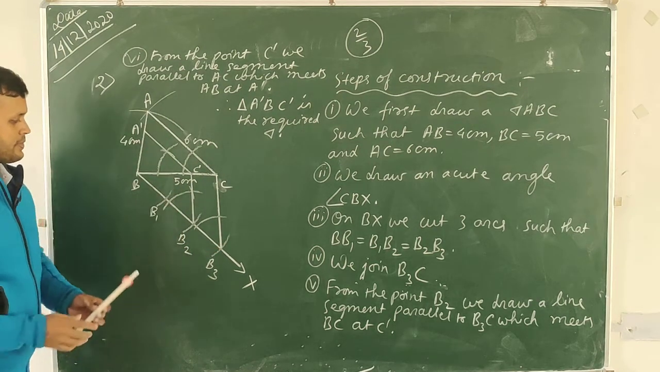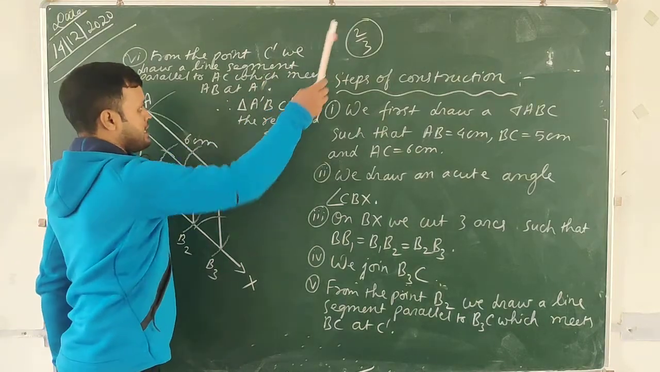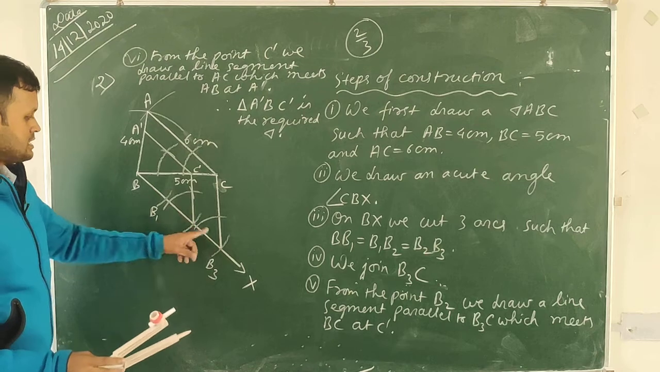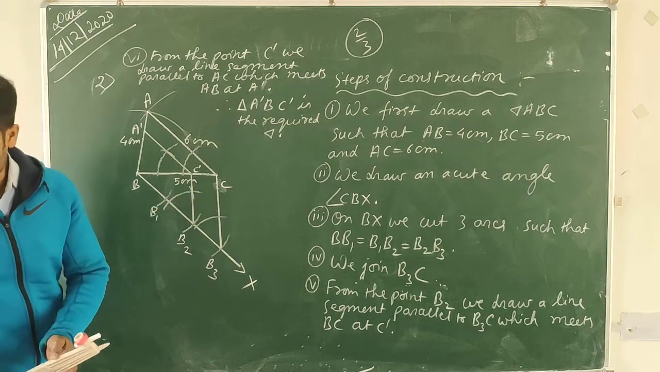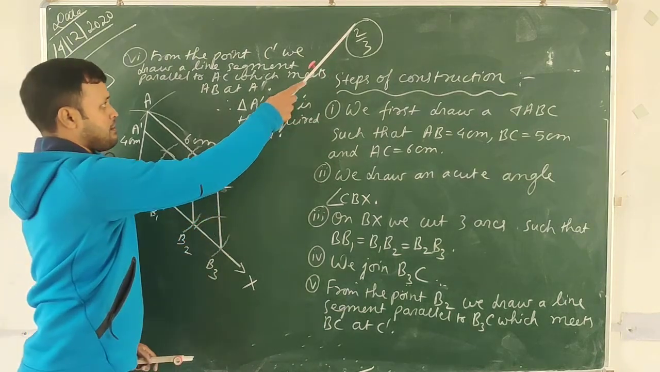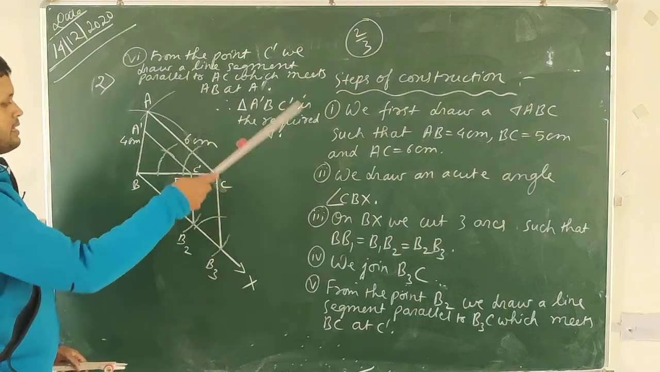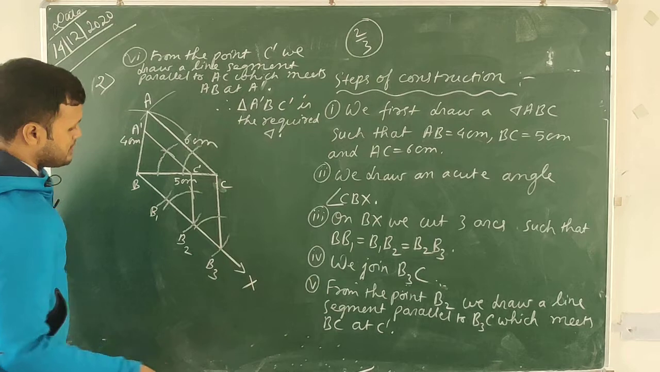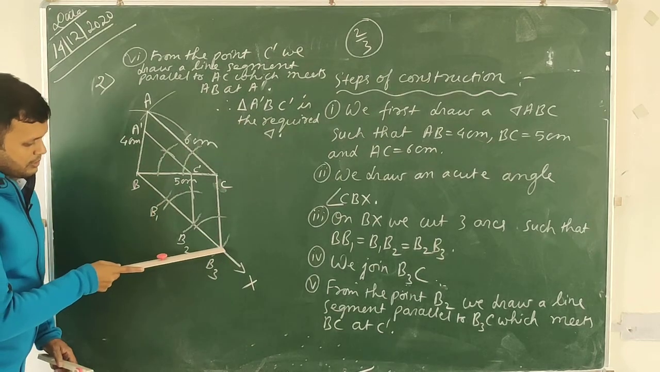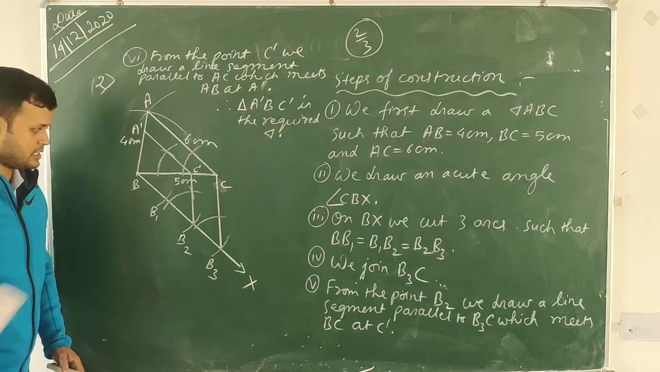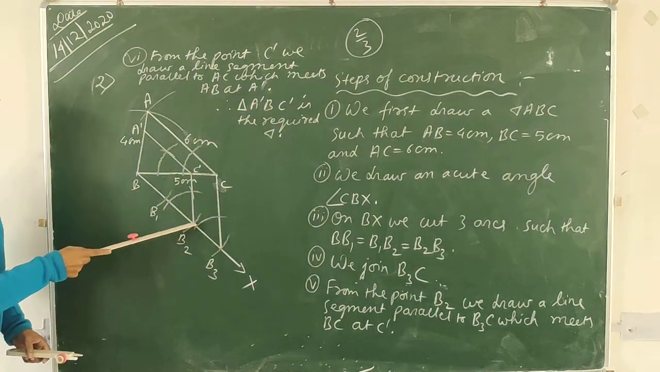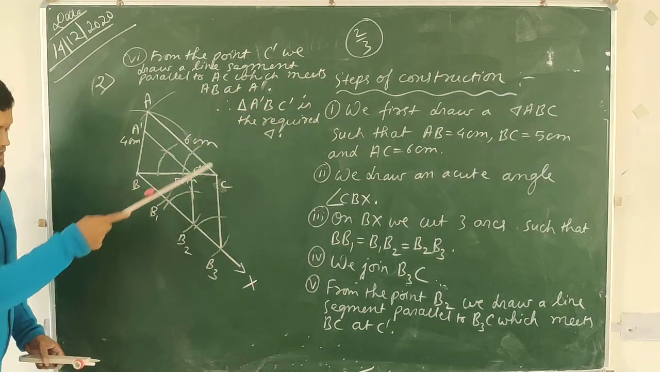After that, what is above? 2. So from the point B2 we will draw one more line that should be parallel to B3C. First you must notice which is the bigger number among 2 and 3. If 3 is the bigger number, draw 3 arcs. Then you notice the denominator is 3, so from the point B3 you join C. Now above, what is the numerator? 2. From the point B2 we will draw another line parallel to B3C.